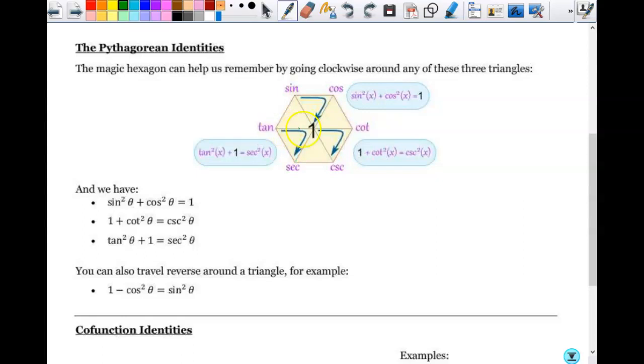So it's this one squared plus this one squared equals this one squared. And the arrows go in the same direction for all of them, okay? All right, and then you can also travel reverse. So I could say 1 minus cosine squared equals sine squared. So cosecant squared minus cotangent squared is 1. That's how you get the other ones.